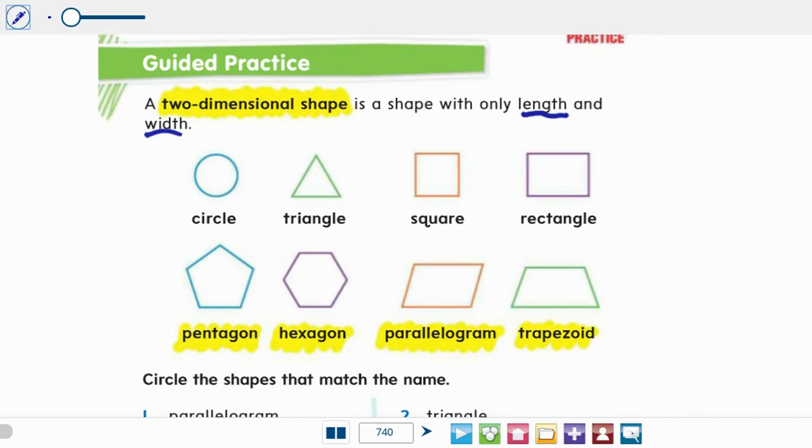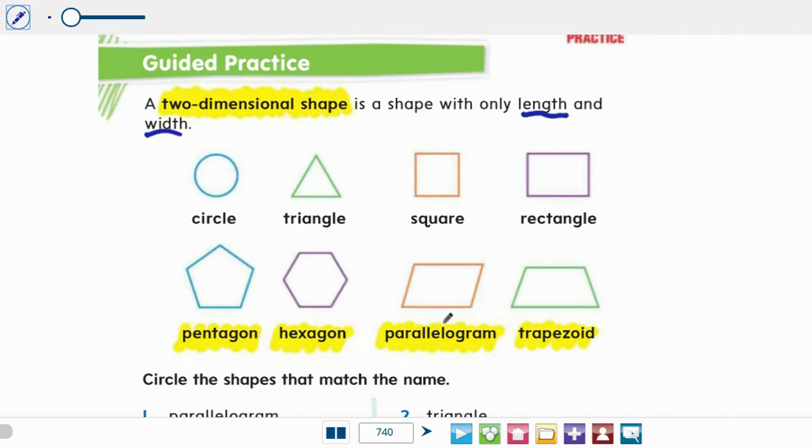But some examples of two-dimensional shapes. We've got a circle. We have triangle. We have squares and rectangles. Those are ones you probably are pretty familiar with. But then down here, we've got some new shapes that maybe you haven't heard of before. We have a pentagon, and one of the things that we know a pentagon is it has 5 sides to it, all right? 5 sides. We have a hexagon, which has 6 sides to it.